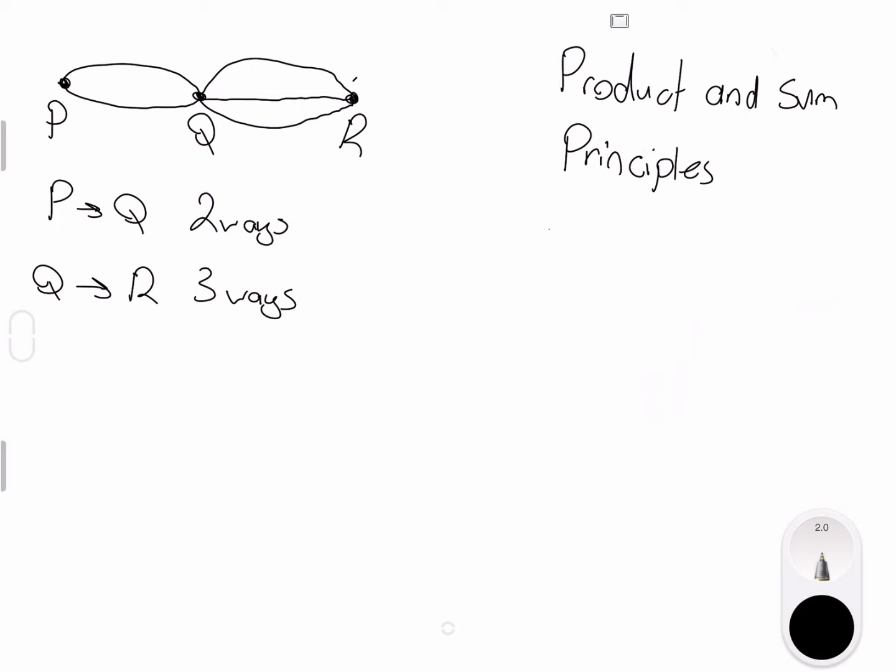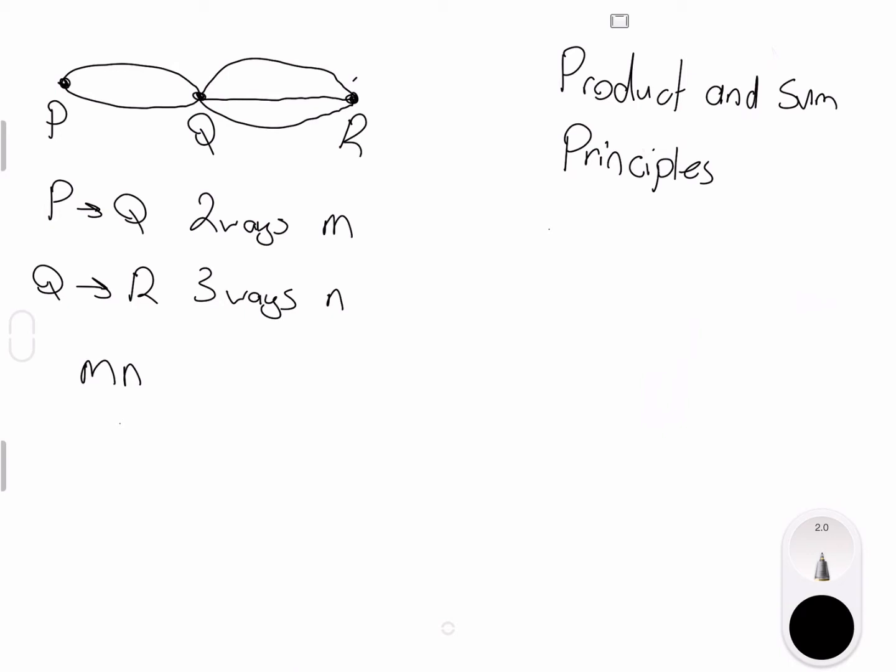Well, what the product principle will tell us is that if there are m different ways of performing an operation, so let's just say from P to Q is an operation, and we'll call this m, and for each of these, there are n different ways of performing a second independent operation, so we'll go Q to R as being our second operation, n, then there are m times n different ways of performing the two operations one after another.